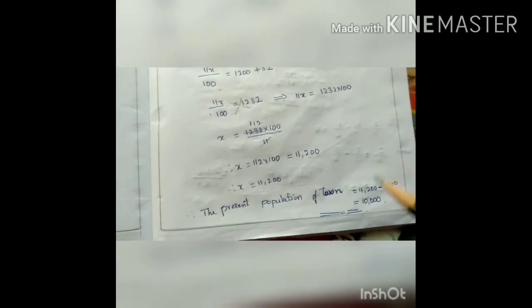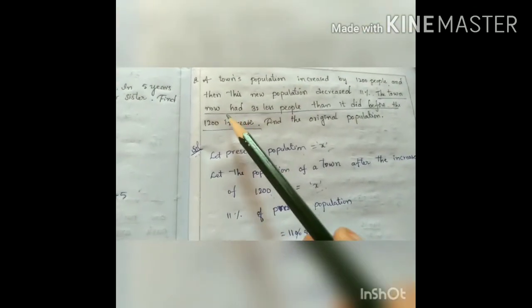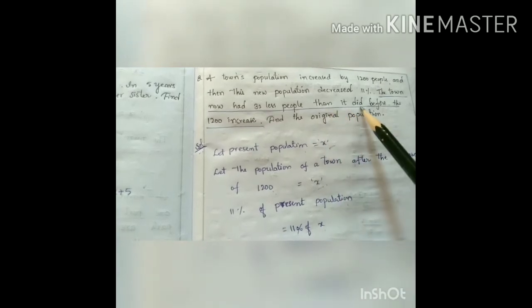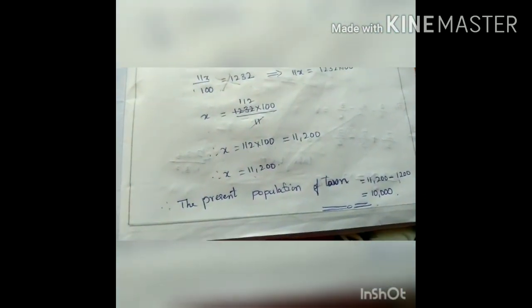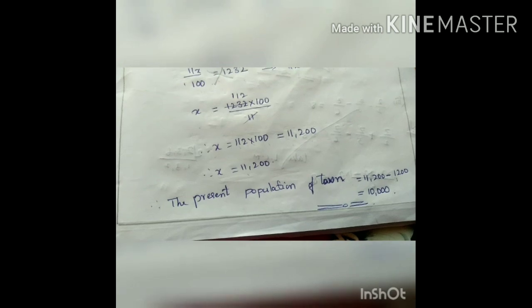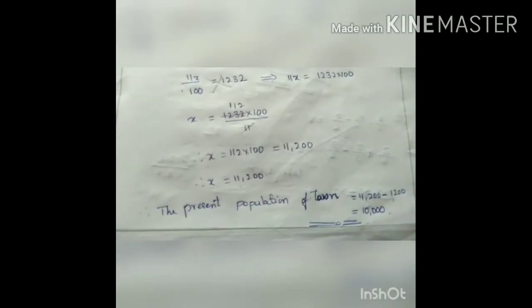What is this x? The present population of the town. 11,200 minus 1200. Why do we subtract 1200? Because the question says the town now had 32 fewer people than before the 1200 increase. So the remaining after subtraction from the total population, 11,200 minus 1200, is 10,000. So the original population of the town equals 10,000. Okay, children?